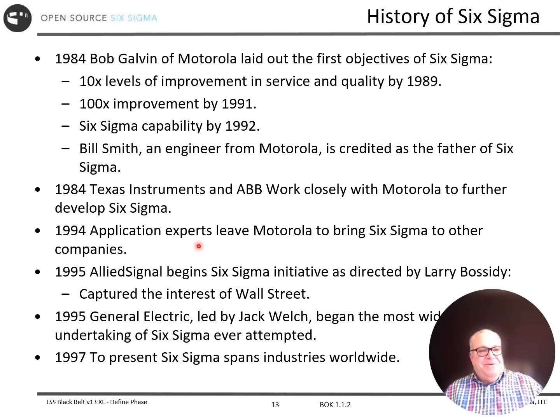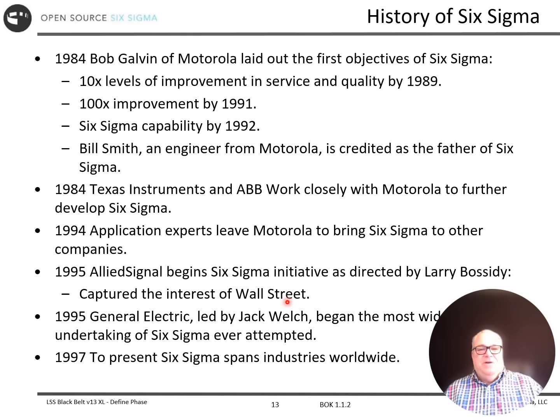I was one of these application experts that left to bring the whole idea of DMAIC and Six Sigma to other companies. So I started at Allied Signal. It was real cool. We got Larry Bossidy, the CEO of the company, to say, hey, this is what we're going to do. We're going to use this as our leverage to quality, as Galvin did at Motorola. And it was a lot of fun in the early days.